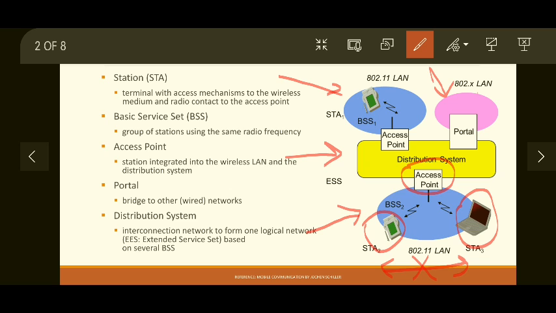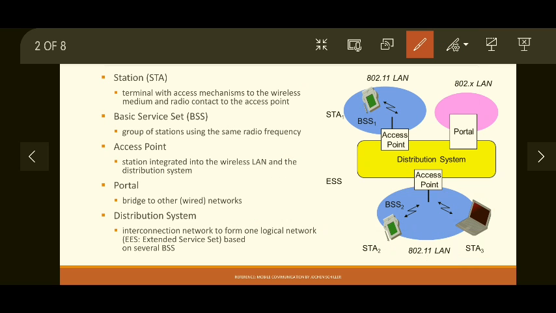Starting with each entity, first of all we will look at the station, that is the user device. A station is a terminal. It may be a laptop, a mobile device, a PDA, a tab, or anything which is able to wirelessly access the medium and contact the access point. If a user has to send data, it has to first contact the access point, and to do so you require a station, that is your mobile terminal.